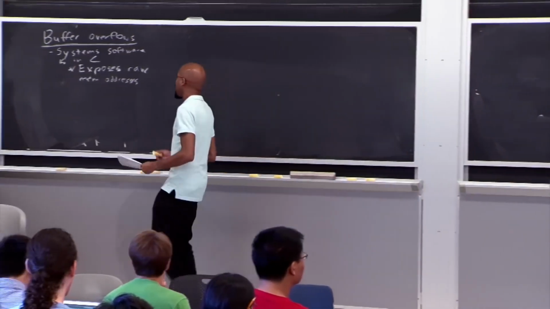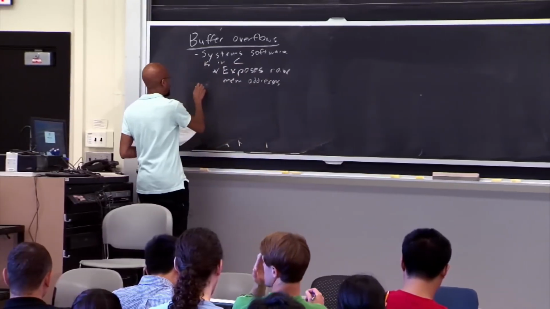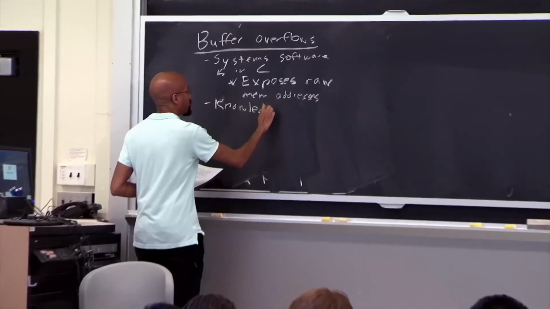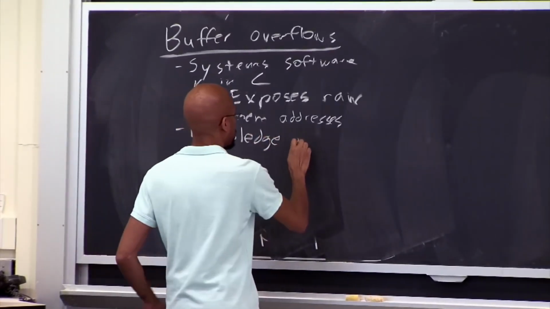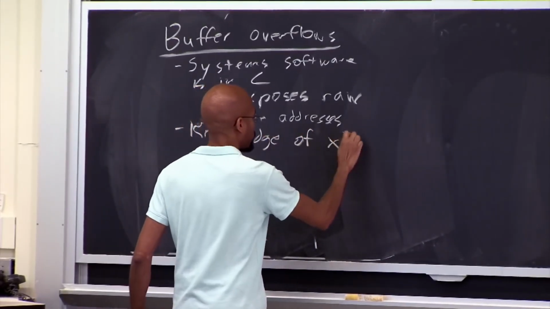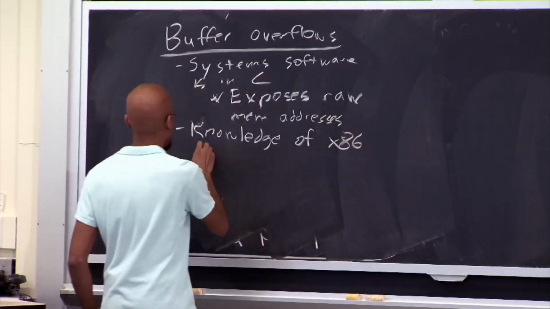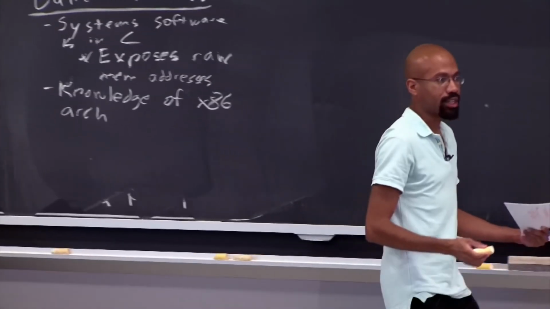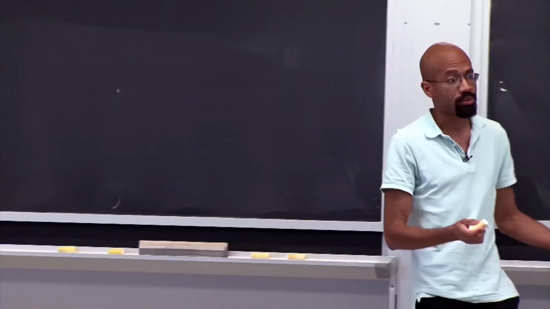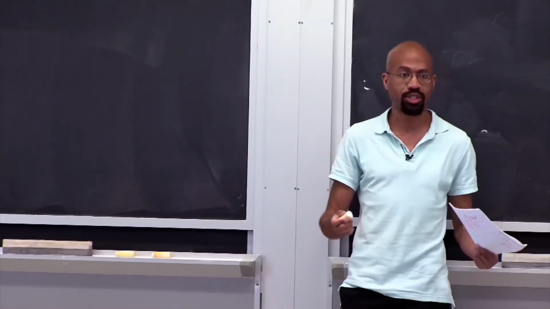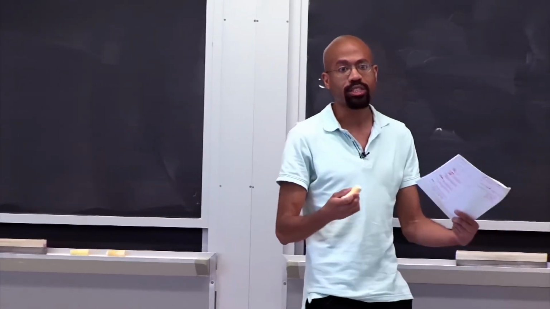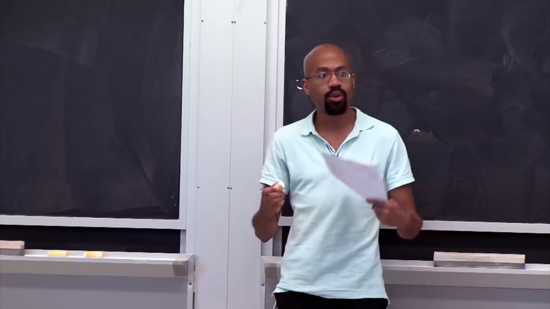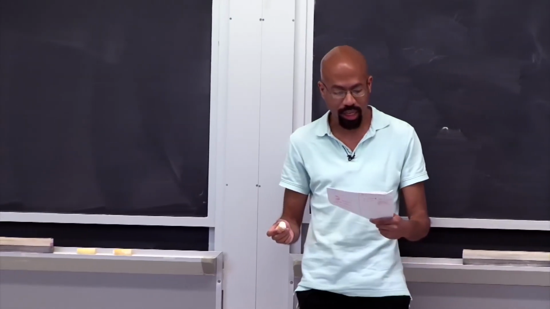And so these attacks also leverage knowledge of the x86 architecture. And by knowledge of that architecture, I mean things like what's the direction that the stack grows? What are the calling conventions for functions? When you invoke a C function, what is the stack going to look like? When you allocate an object on the heap, what are those heap allocation structures going to look like?